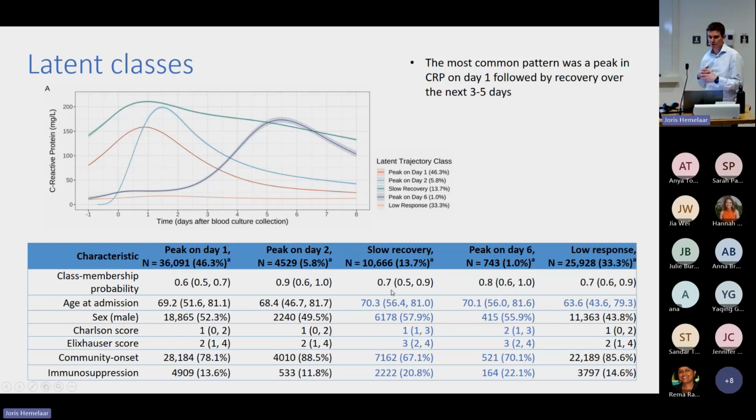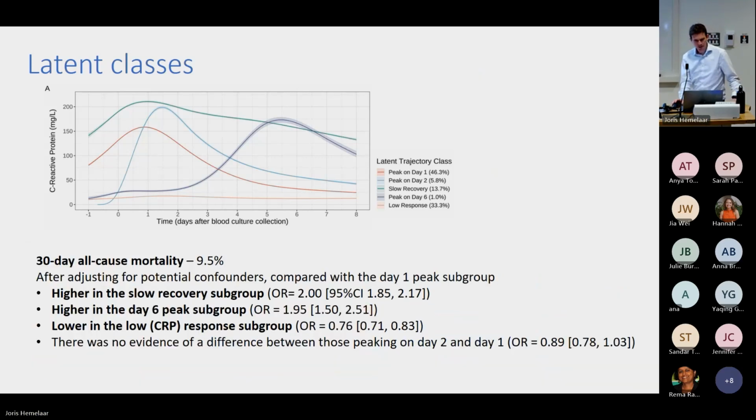The people who tend to respond more slowly or to have a delayed peak in their inflammatory markers are older, more likely to be male, more comorbid, more likely to have a hospital-acquired infection, and more likely to be immunosuppressed. Whereas those with a lower response tend to be younger and more likely to have community onset infection as well. Does this matter?